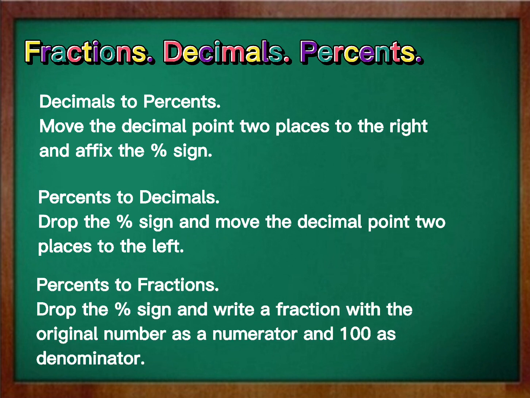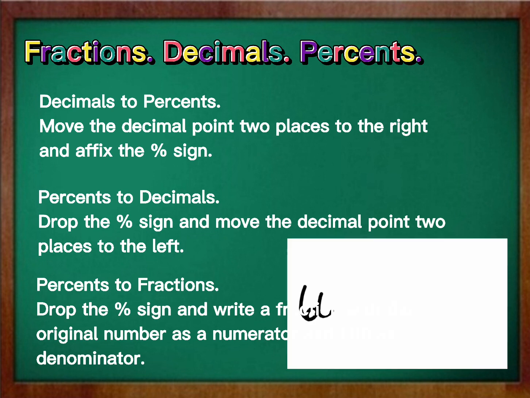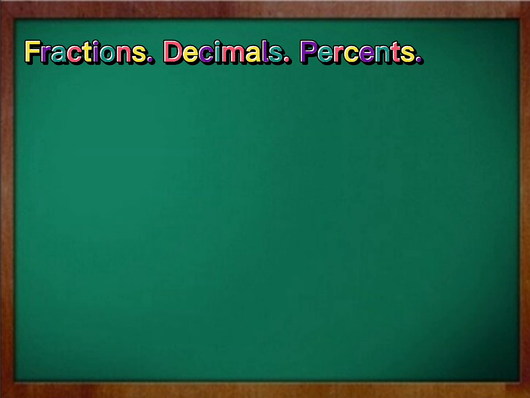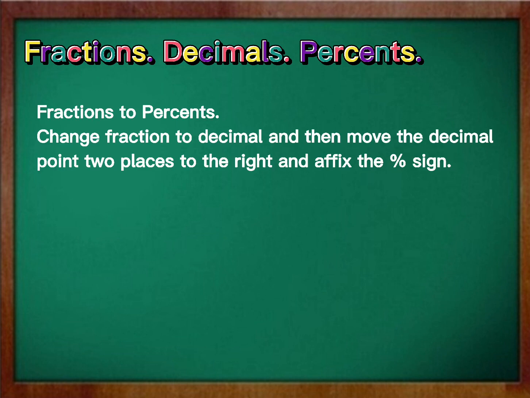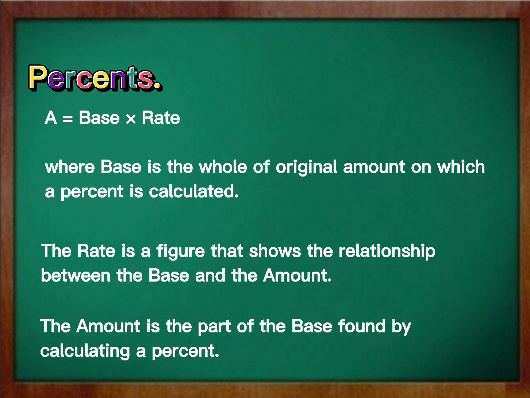From percents to decimals, drop the percentage sign and move the decimal point 2 places to the left. From percents to fractions, drop the percentage sign and write the fraction with the original number as a numerator and 100 as the denominator. From fractions to percents, change fraction to decimal, and then move the decimal point 2 places to the right and affix the percentage sign.